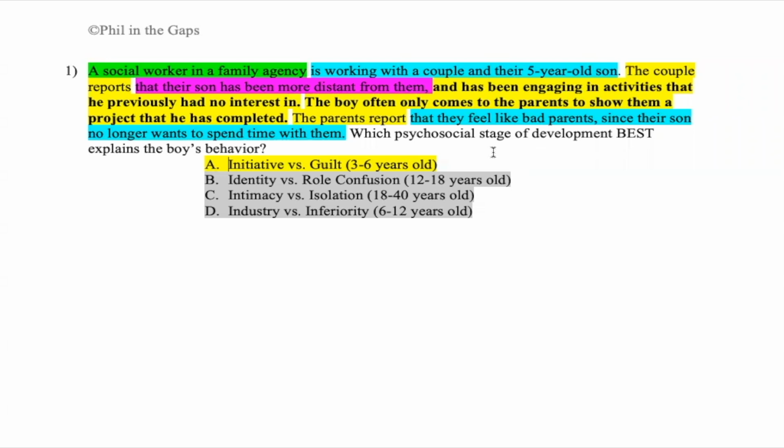So the correct answer here is A, initiative versus guilt. Why? Because the boy is taking an initiative, trying new activities when they previously had no interest in it, and they're coming back to the parents kind of as a safety net to ensure that what they're doing is getting their needs met. So the correct answer here is A, initiative versus guilt. So that's how we'd look at that question in particular.